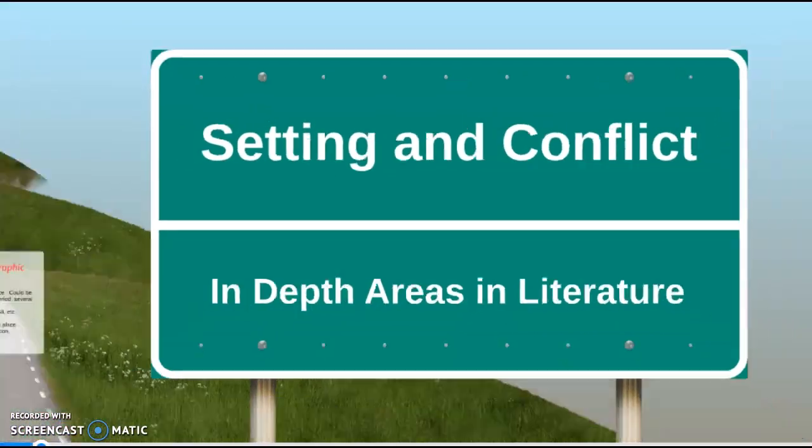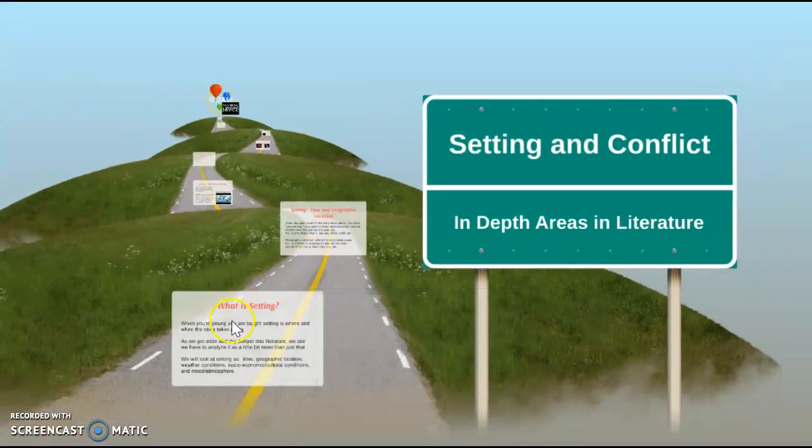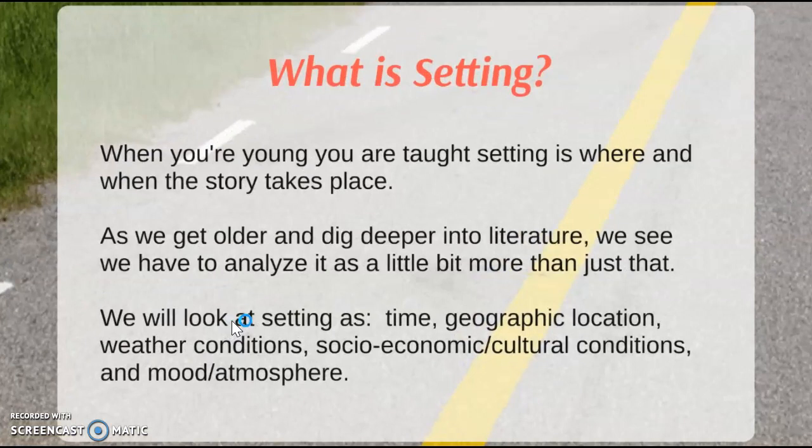So digging in, we're going to start off with: what is a setting? When you're young, you are taught setting is where and when the story takes place. As we get older and dig deeper into literature, we have to analyze it a little bit more than just that. Today we'll be looking at setting as time, geographic location, weather conditions, socioeconomic cultural conditions, and mood atmosphere.